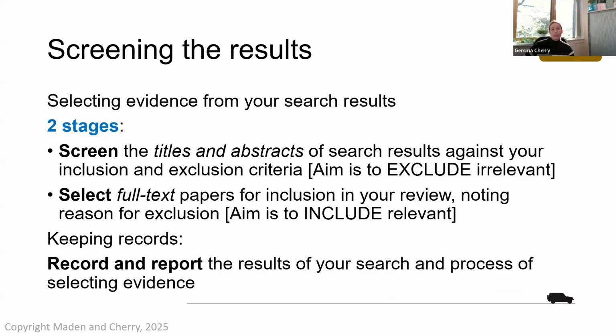So the first stage is to screen the titles and abstracts of the results of your searches, with the aim being to exclude clearly irrelevant citations. And then screen the full text papers of potentially relevant studies, with the aim being to include relevant studies. And it's best practice for 2 people to independently do each of these stages to reduce bias. And you need to keep really clear records, because you'll be expected to record and report the results of your search and of searching for evidence.